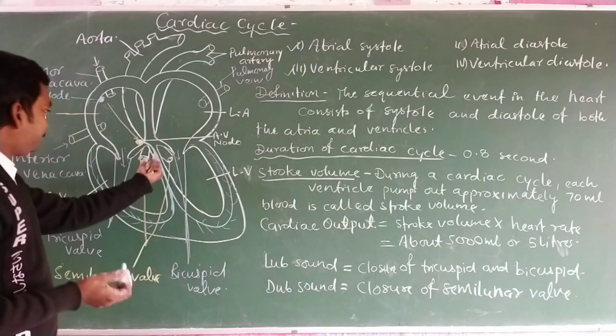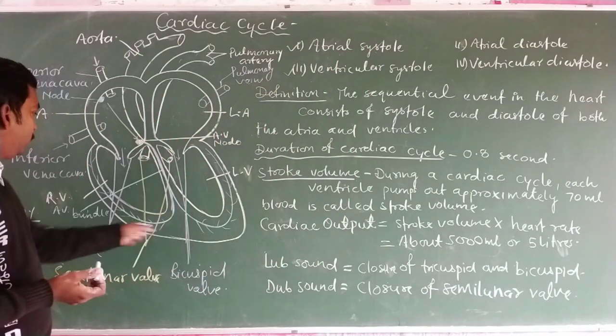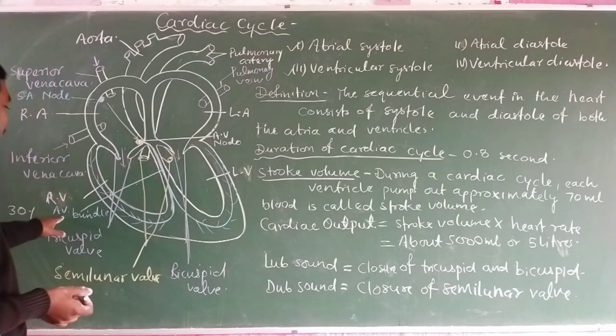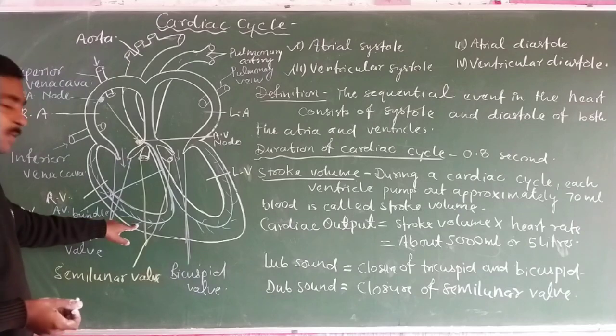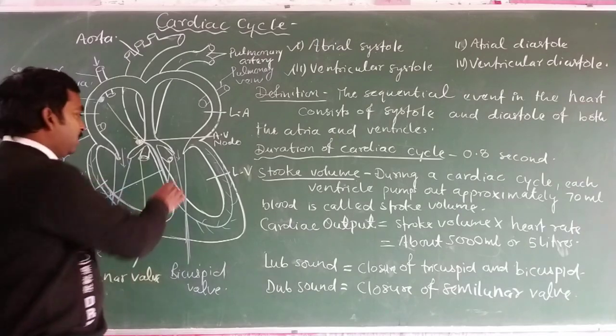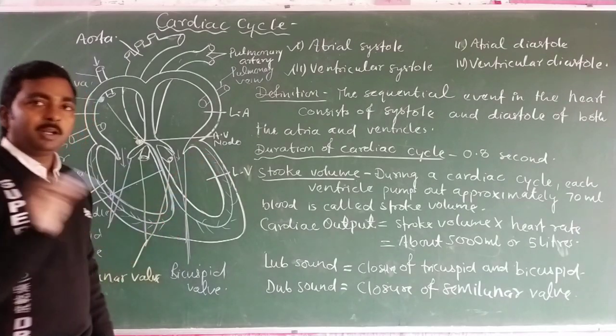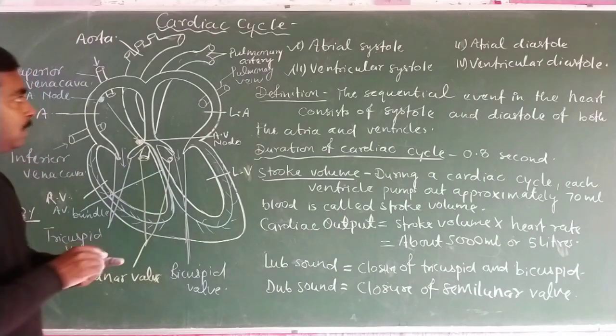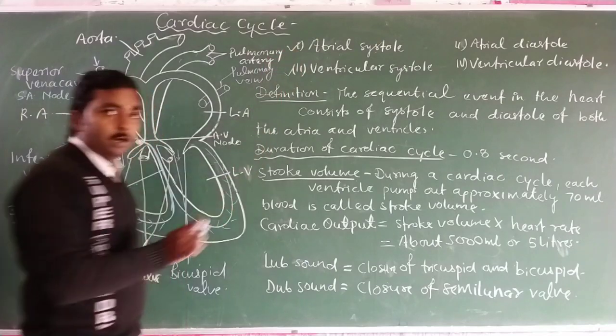Then after the transfer of the impulse into the wall of the ventricle through the AV node, the AV bundle, and the Purkinje fibers, the impulse is transferred to the wall of the ventricle, and the wall of the ventricle also contracts, which is known as ventricular systole.